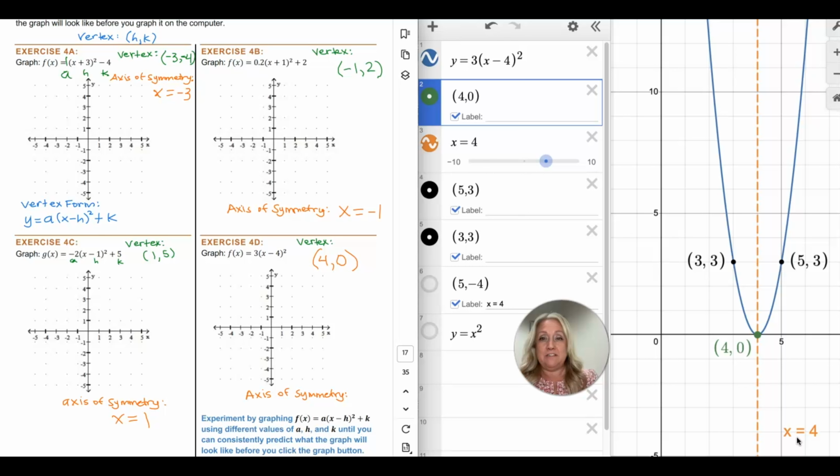I hope you have a better understanding about parabolas in vertex form and how to graph them using these different transformations. Thank you.